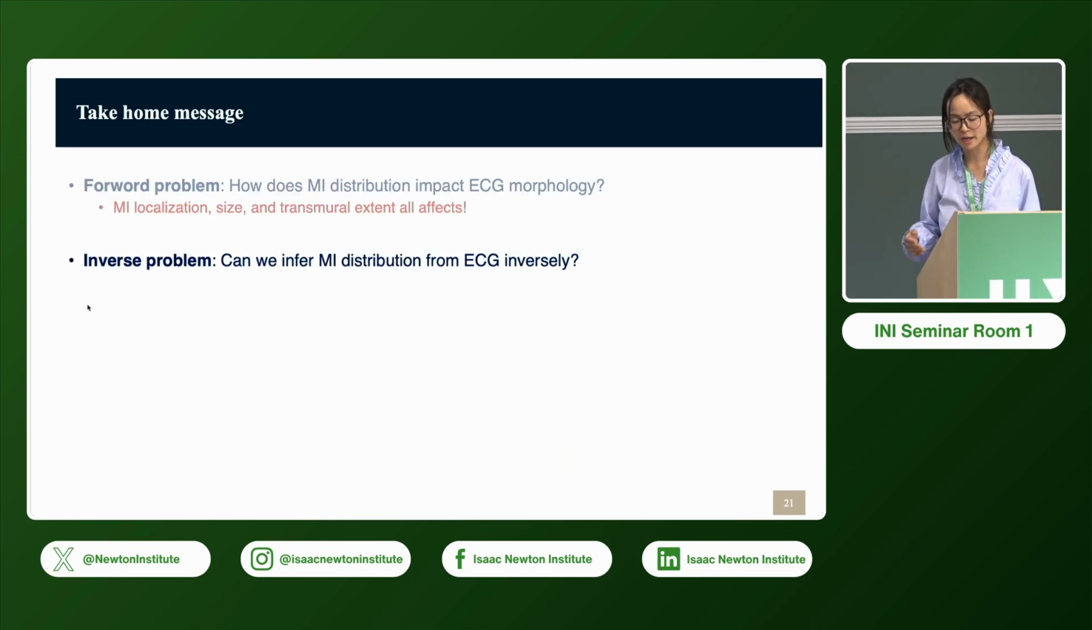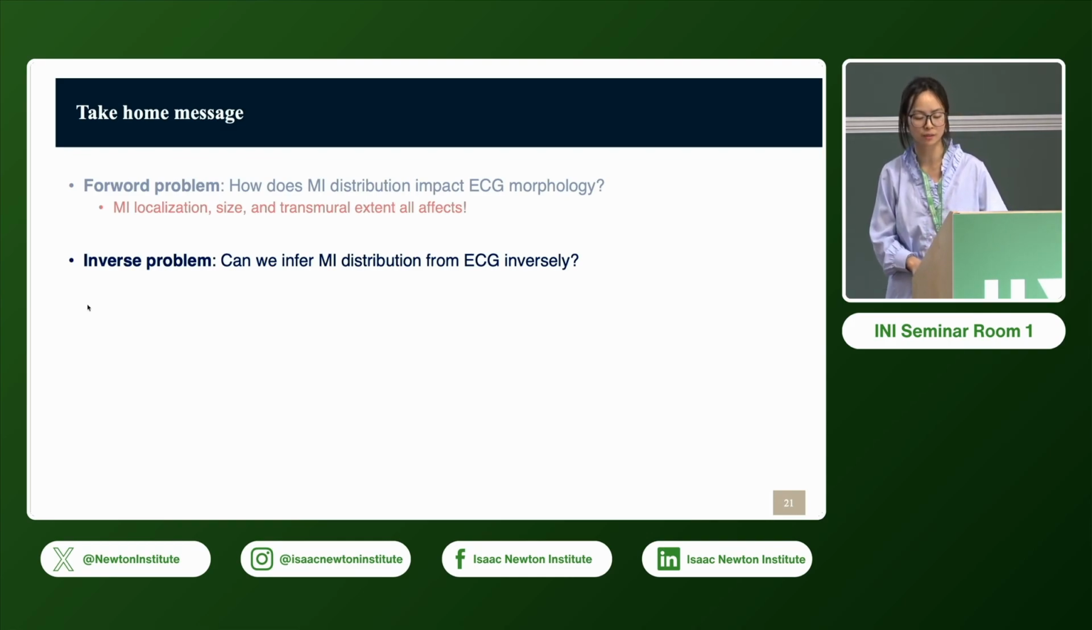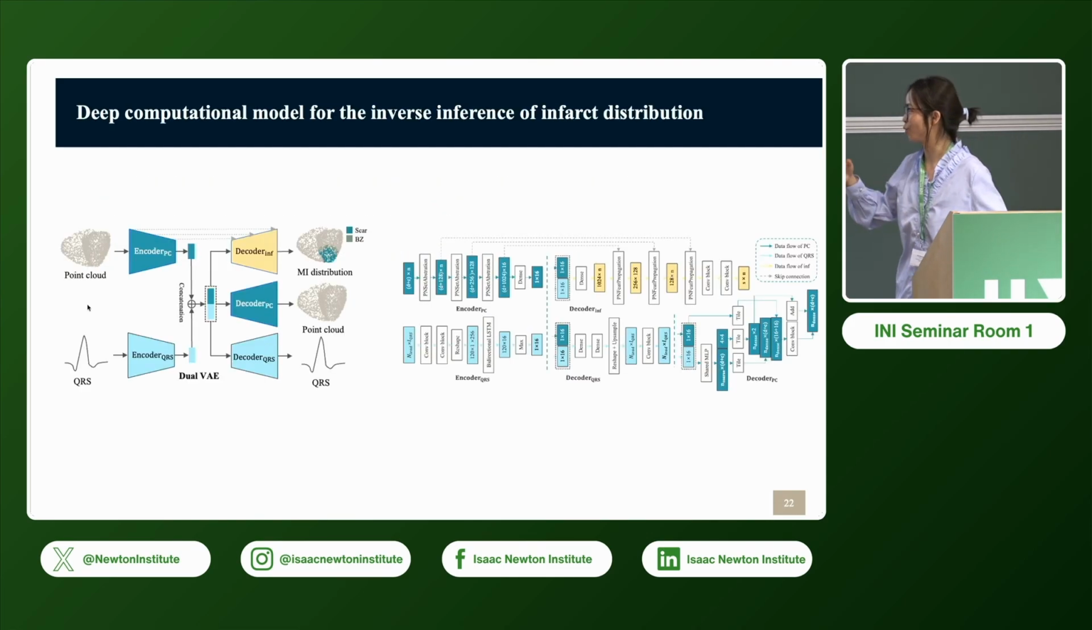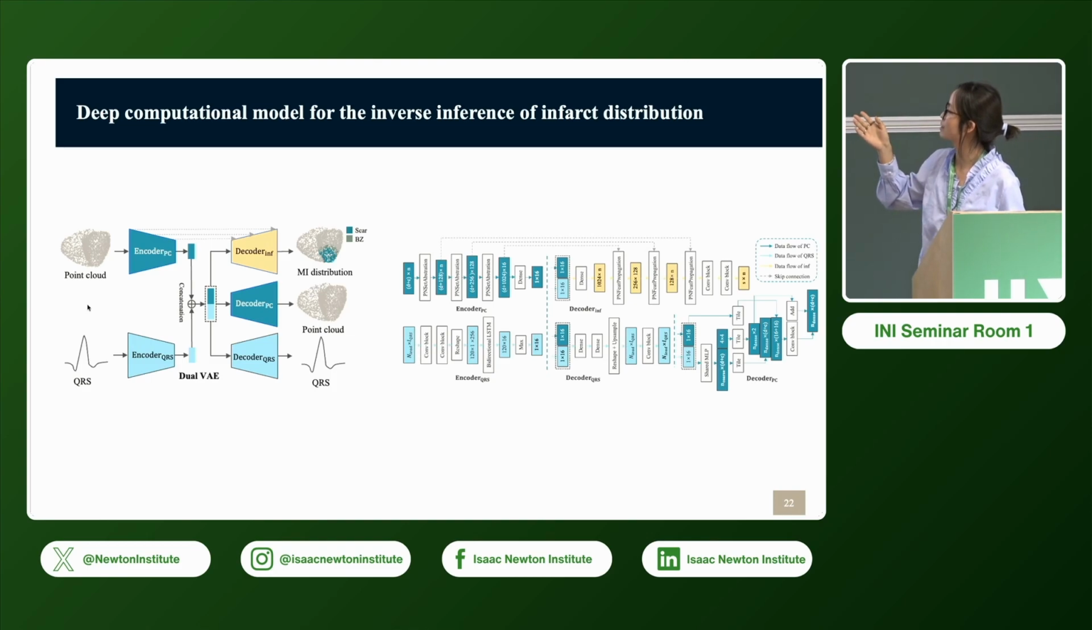And now we are trying to answer the second question: whether we can inversely inform the Markov function distribution from the ECG. The model we employed is quite simple compared to the former two speakers. It's purely data-driven. The general idea is that we designed two variational autoencoder models, a separate encoder to extract features from the point cloud and QRS, and we concatenate them together for the inverse inference.